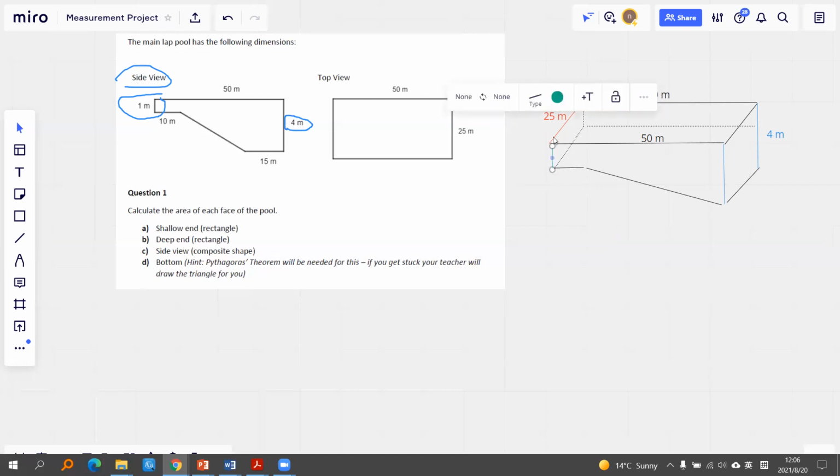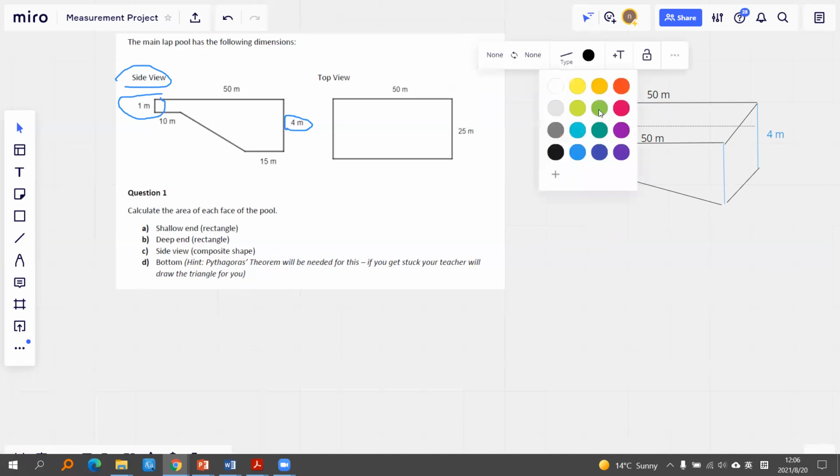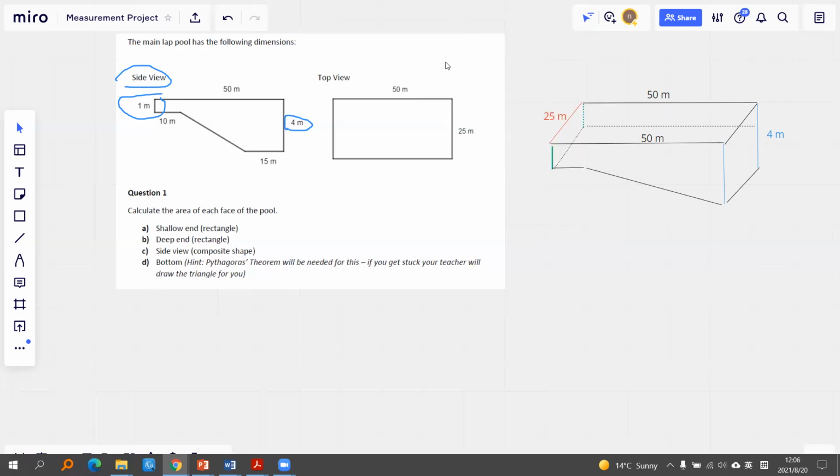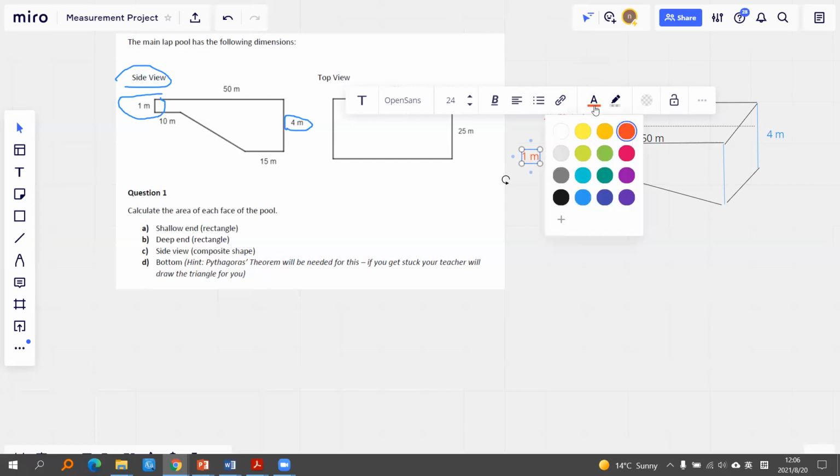Which color did I use? I make it a little bit bigger. This color is good. We make this one a little bit bigger, so you guys can see it. So this is 1 meter. I put 1 meter here. So I just type 1 meter. So the color I want is this one. All right.